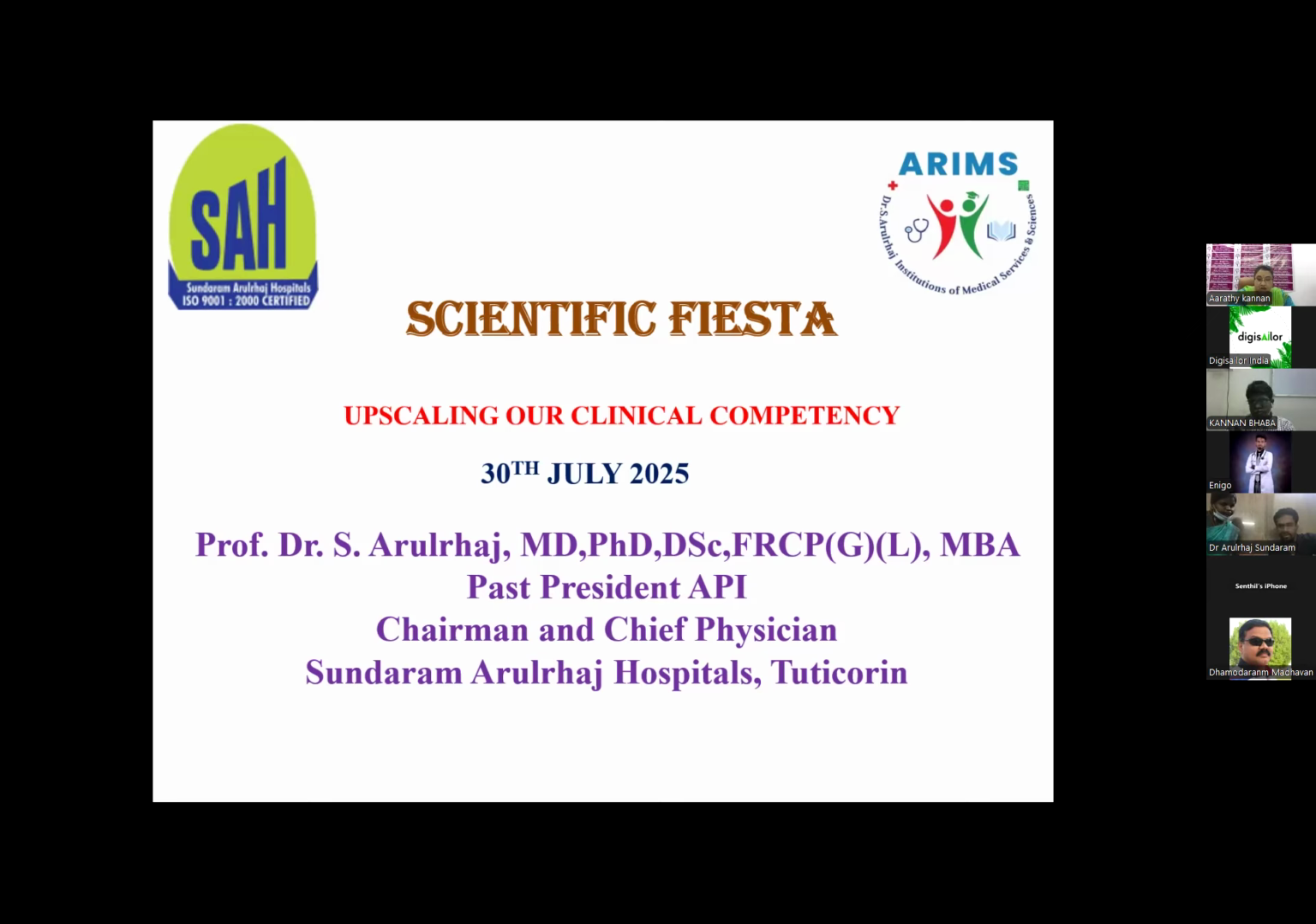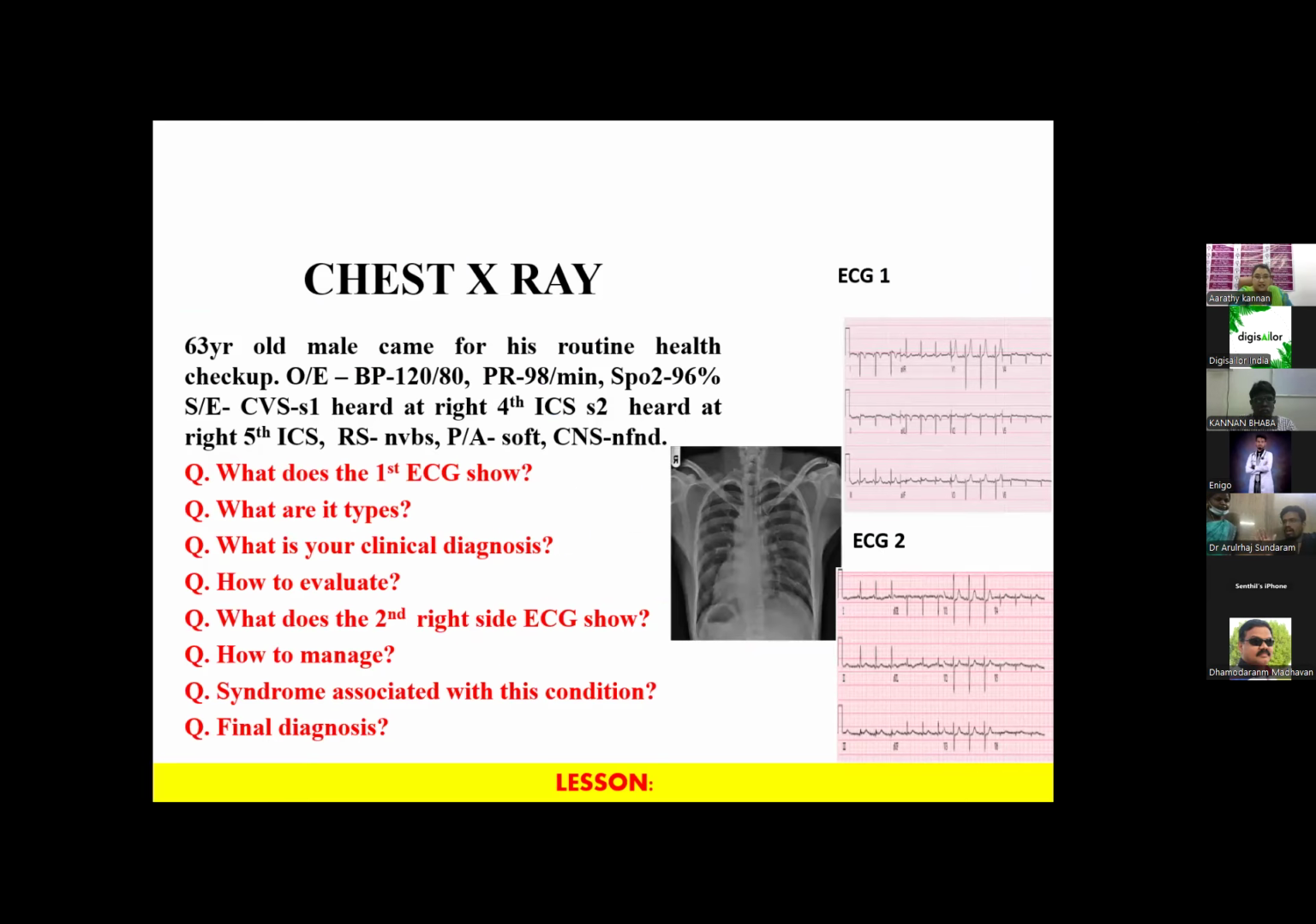We shall now start our virtual CPC meeting with the interesting quiz questions. So first we have a chest x-ray of a 63-year-old male who came to us for his routine health checkup. On examination, his BP was 120/80, pulse rate was 98 per minute, saturation was 96% at room air. Systemic examination showed S1 was heard in the right fourth intercostal space, S2 was heard in the right fifth intercostal space. Other systems were normal.